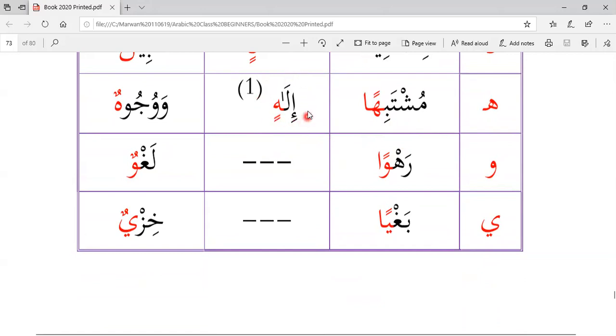Here, this is something you will see in the Quran. They have these small alifs. This is an alif. That means after the la, assume there is an alif. Whenever you see a straight line like this, assume there's an alif after the la and before the ha. So this one will be read as i, la, hin. I, la, hin.